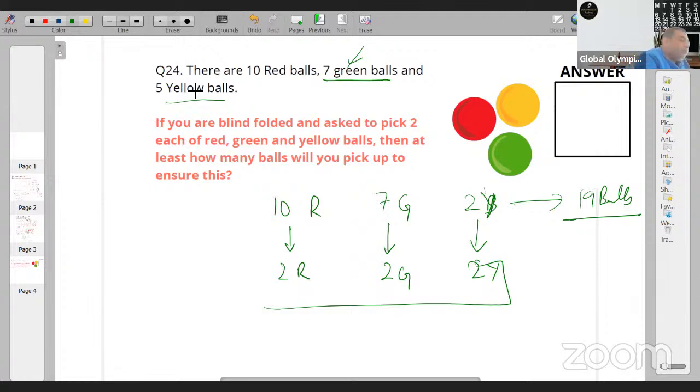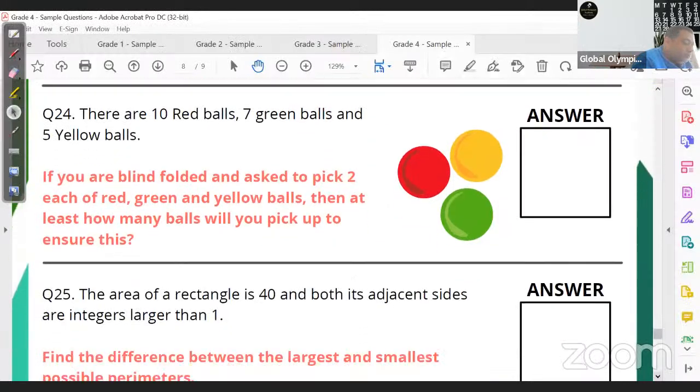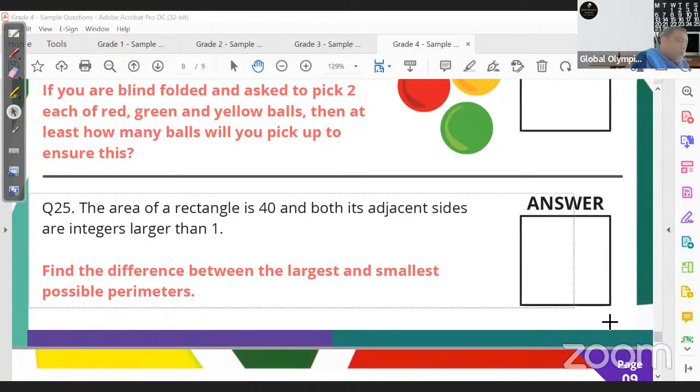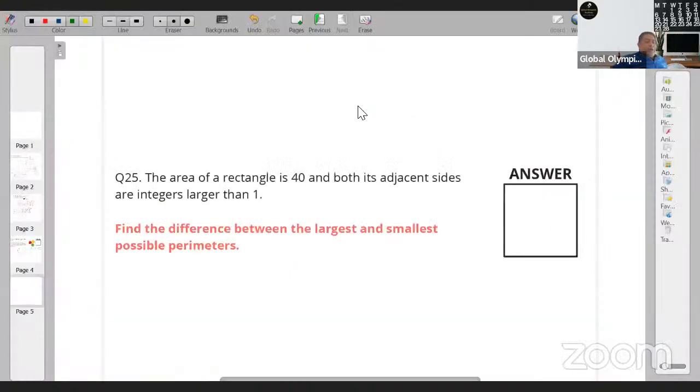Okay, all right. Let's do the next one, last one. Okay, again a geometry related question, like the last grade. The area of a rectangle is 40 and both its adjacent sides are integers larger than 1. Find the difference between the largest and smallest possible perimeters.